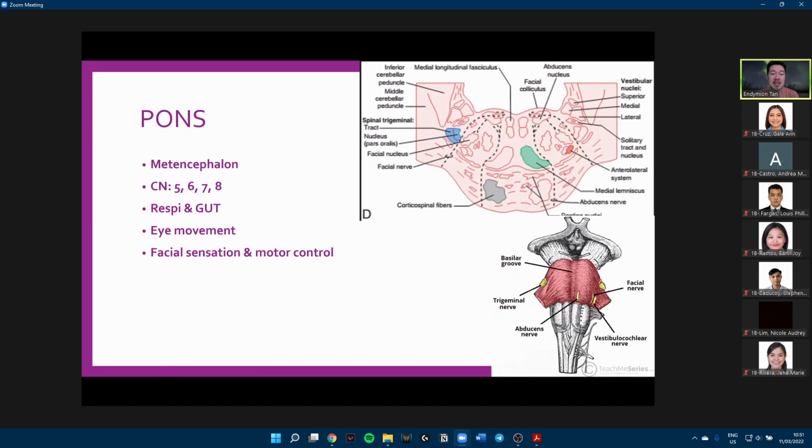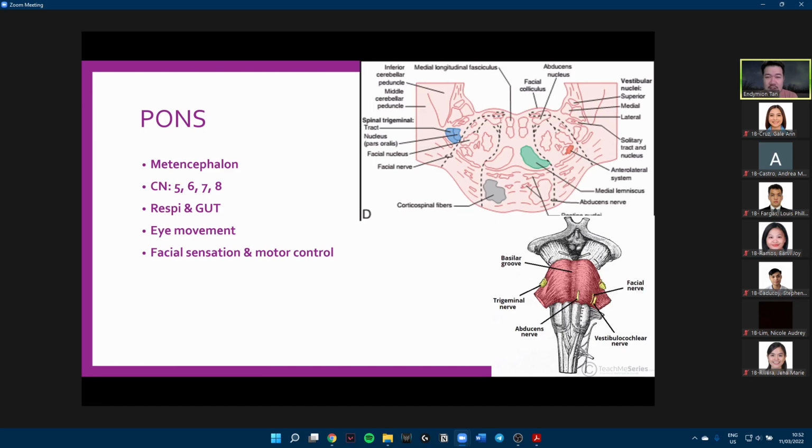Next, the pons. The pons came from the metencephalon, and it would have the origins for the cranial nerves 5, 6, 7, 8. The pons. Very important in the control of eye movement. Bakit eye movement? Anyone? Because of cranial nerve 6 production. Very good. Cranial nerve 6, which innervates what muscle? Lateral rectus. Very good. The lateral rectus.